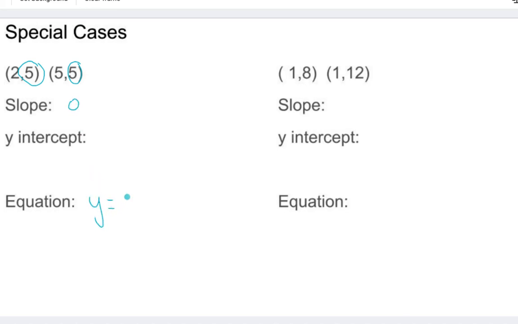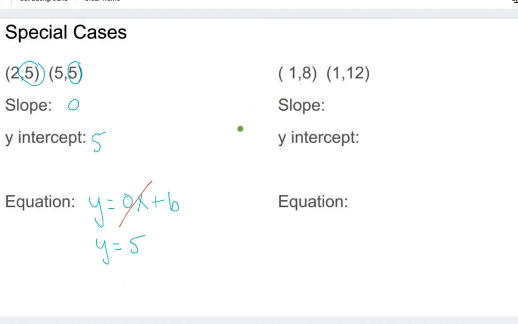So remember, if I had 0 times x plus b, 0 times x is going to cancel out. And it's just y equals the y value, which means my y-intercept has to be 5, because y is always 5. So the equation is y equals 5.